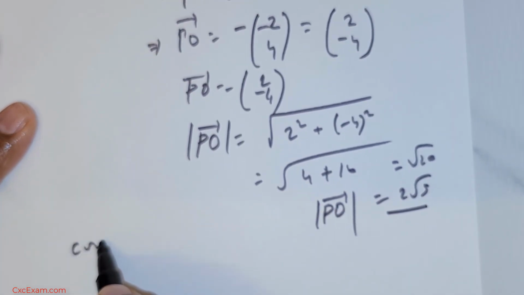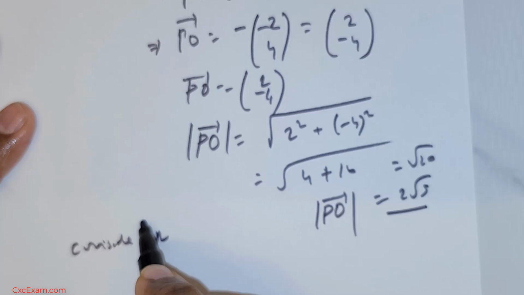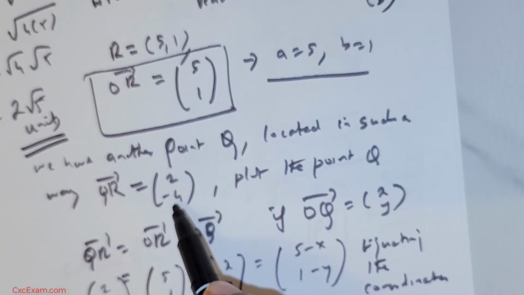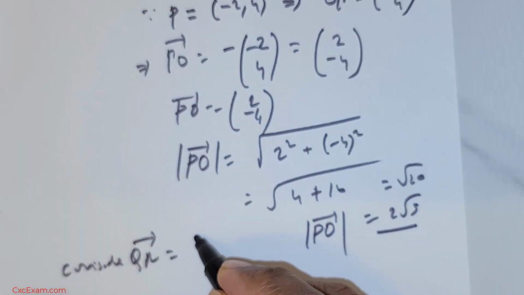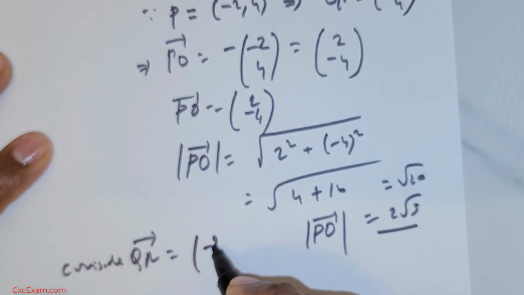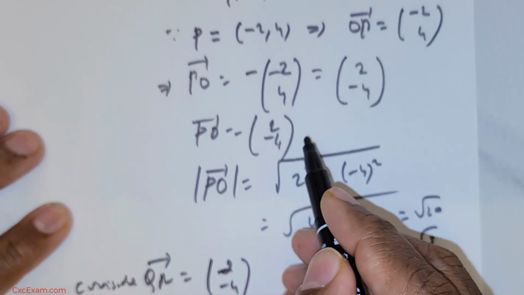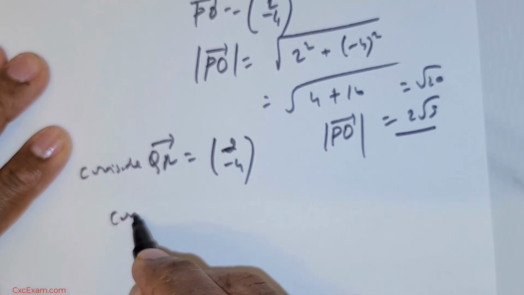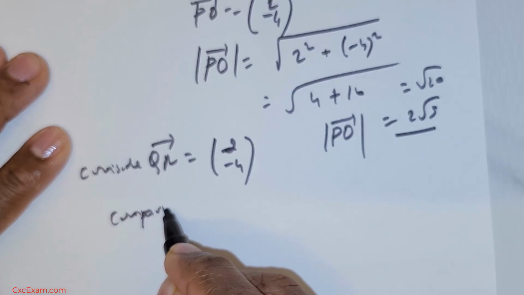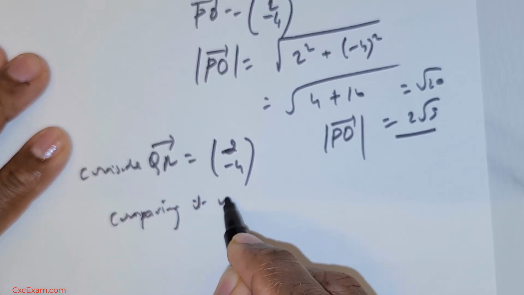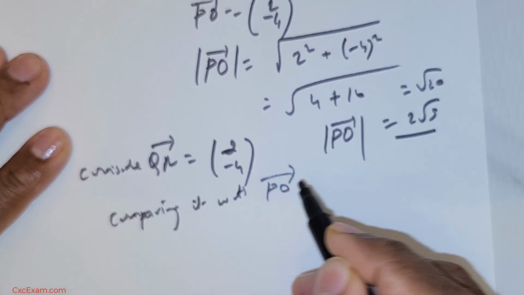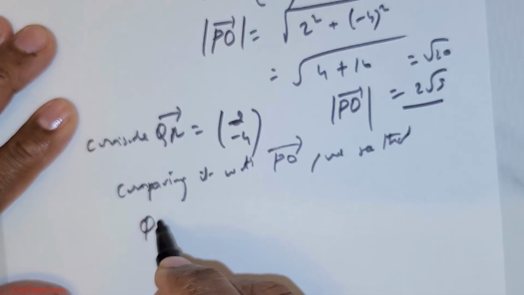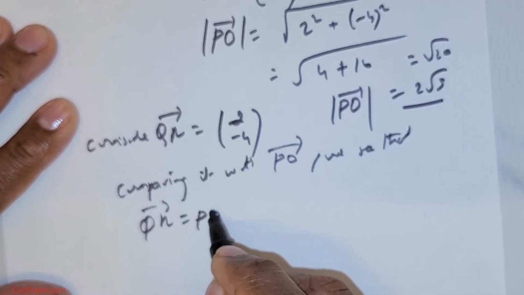Now you consider the QR vector. For the QR vector, we have the values 2 and negative 4. Okay, 2 and negative 4. Now you compare it with PO. Comparing it with the PO, we see that the QR vector is equal to the PO vector.